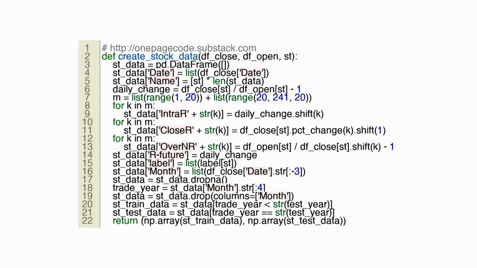This code creates a stock data frame with information from the input data frames dfclose and dfopen for the given stock ST. The created data frame contains columns for the date, stock name, intraday returns, daily closing returns, overnight returns, future returns, label, and month. The code then creates a training and test dataset and returns them in the form of arrays for use in a machine learning model.